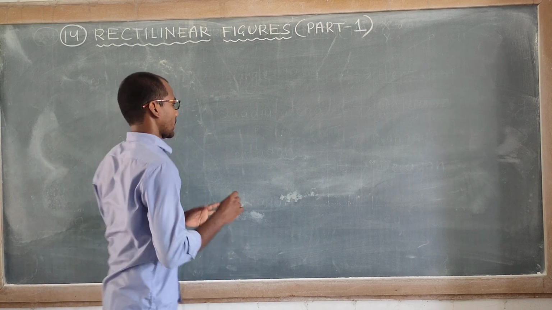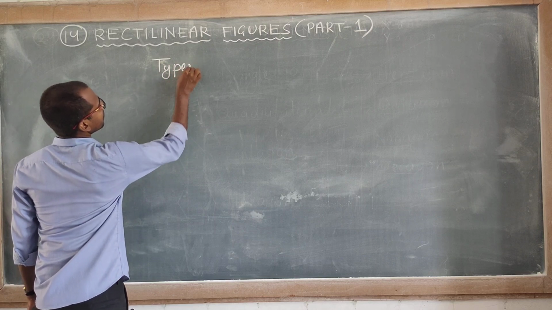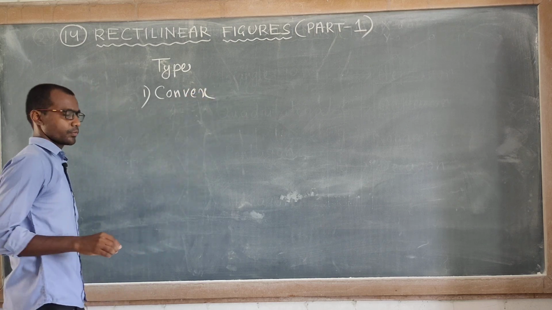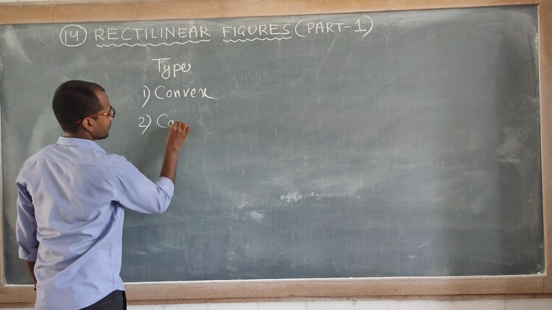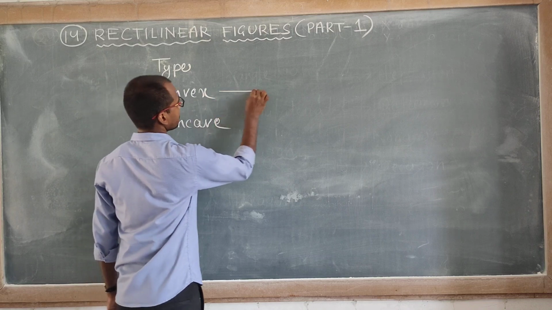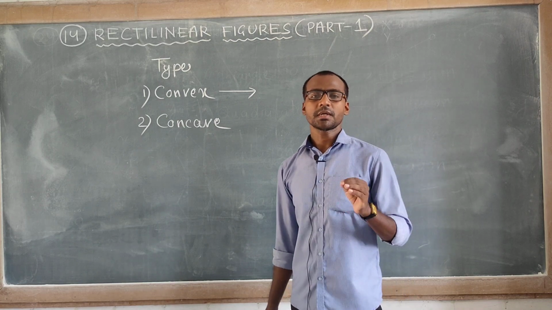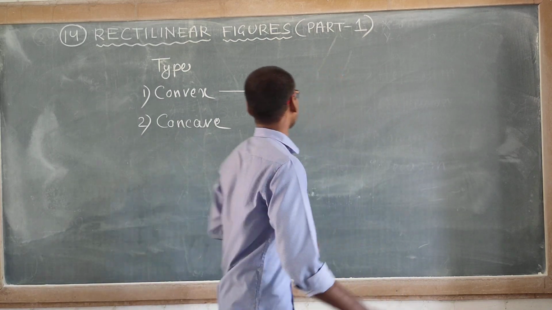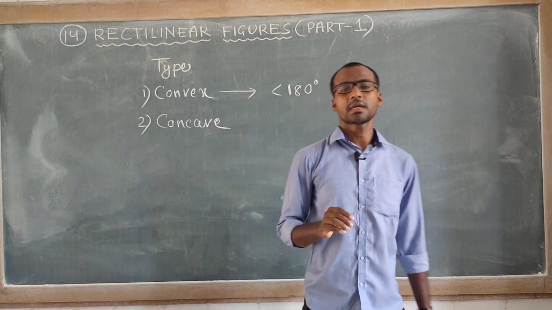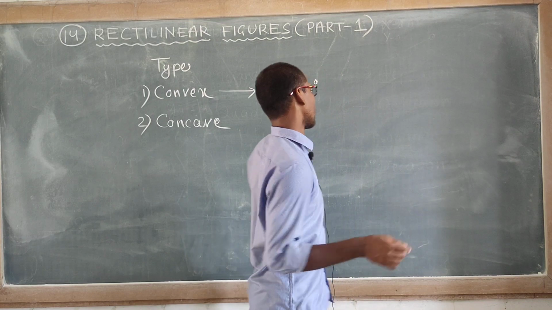Now types of polygon. There are two types of polygon. One is convex polygon. Second is concave polygon. Now let us understand what is convex polygon. A convex polygon is a polygon in which each interior angle is less than 180 degrees. So remember this. If each interior angle of a polygon is less than 180 degrees, then it is called a convex polygon.